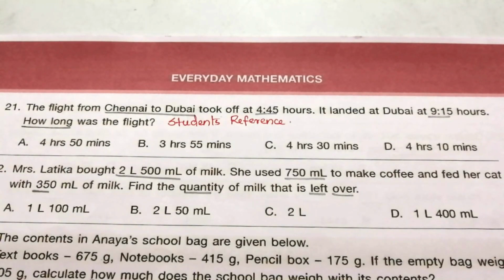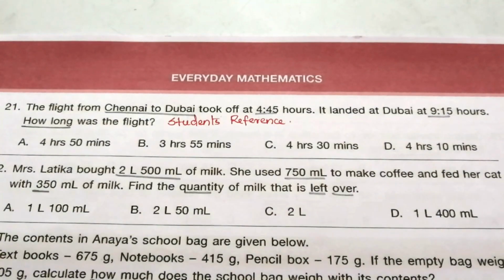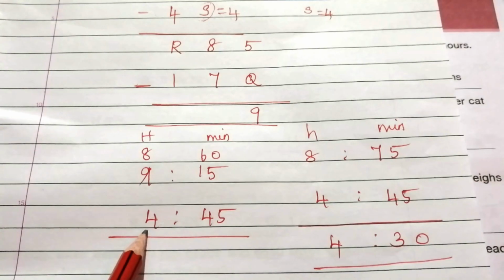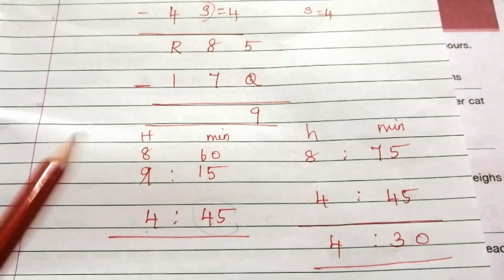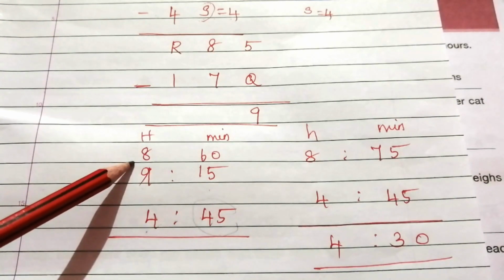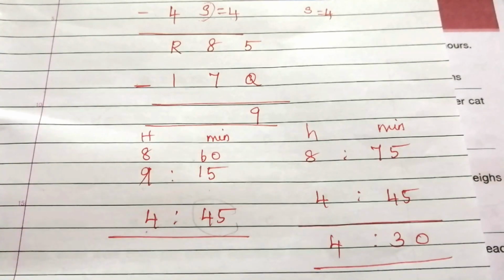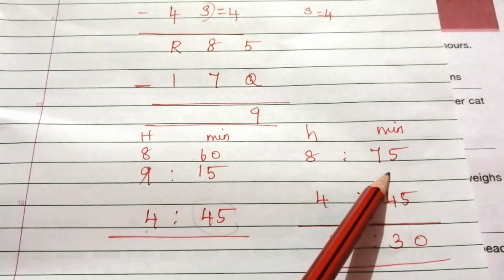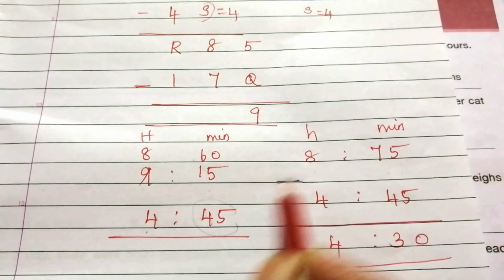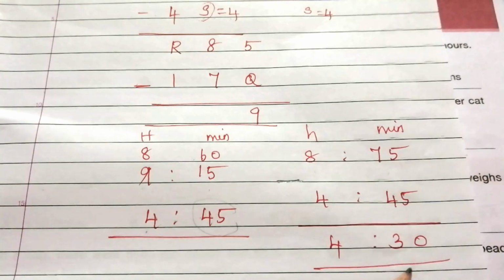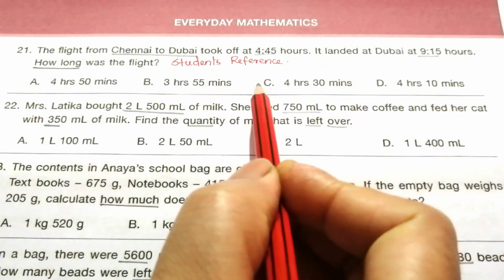So to find the answer, we have to subtract 4:45 from 9:15. So we can't subtract 45 from 15. So borrow 1 from here. So that is equal to 60 minutes. 60 plus 15 is 75. So 8 hours 75 minutes minus 4 hours 45 minutes. So we get 4 hours 30 minutes. This is our answer. So the answer is C.